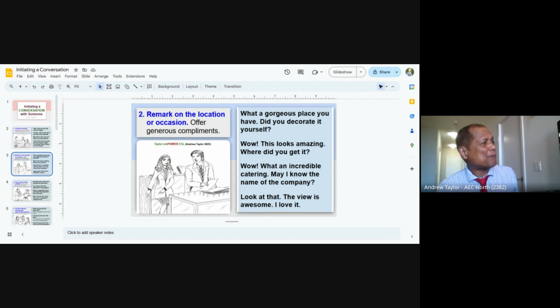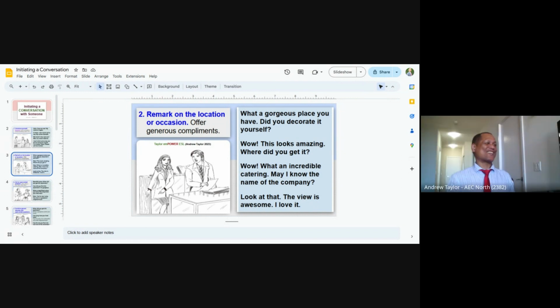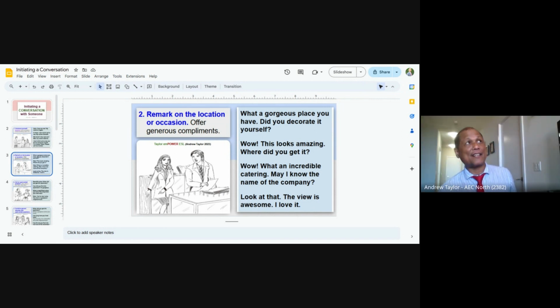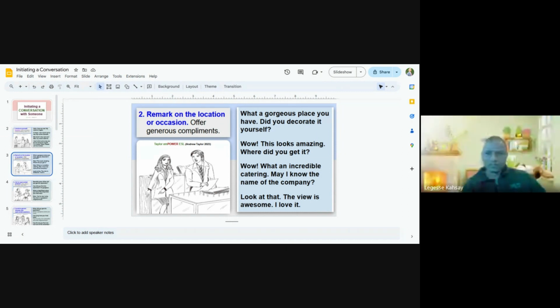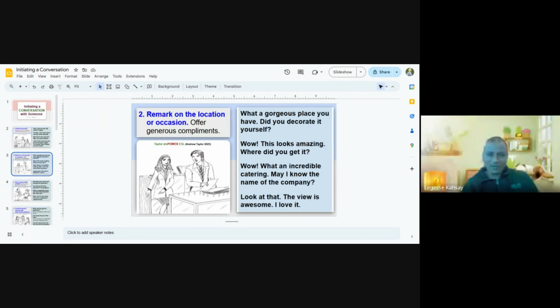Legacy, please read the first one. What a gorgeous place you have. Did you decorate it yourself, Jethro? No, don't talk to Jethro. Okay, talk to me. Actually, I did not. My mother-in-law decorated this, and I love the decoration. And you see that lampshade? That lampshade was a gift from your sister, Rachel. It's beautiful, right? Wow, this looks amazing. So you get it from your sister? Yeah, your sister gave it to me. Wow, that's awesome. That's gorgeous. I like it. Okay, good.